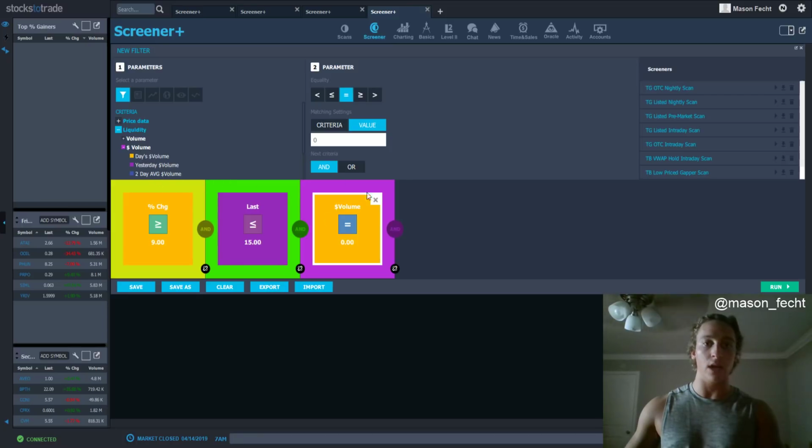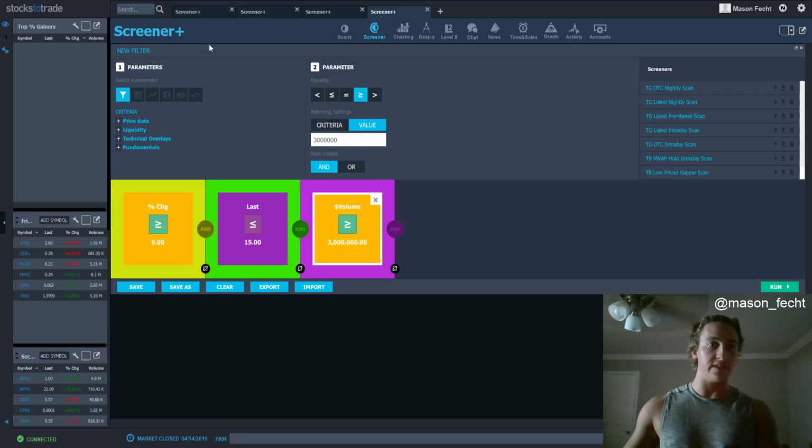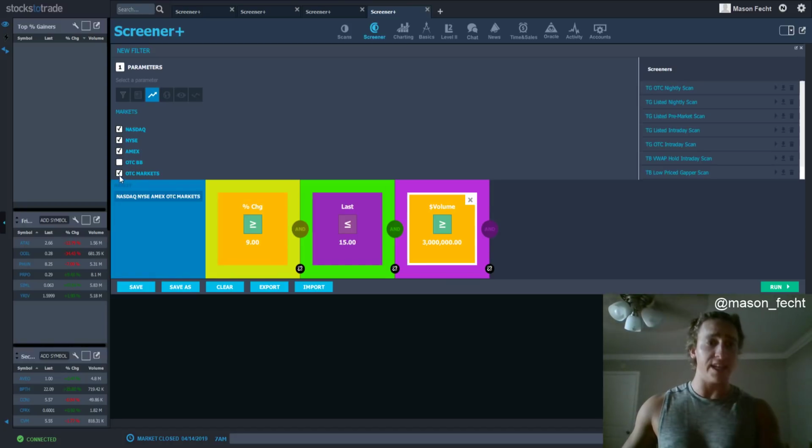So you want to click on days dollar volume and then greater than or equal to 3 million. All right, so next thing we're going to go to is, I don't really care about any of this stuff. Because it's listed, you want to go to this middle tab here, or whatever platform you're using. Because we're only looking at listed stocks, you want to make sure to uncheck OTC bulletin boards and OTC markets, because this scan is specifically for listed stocks.